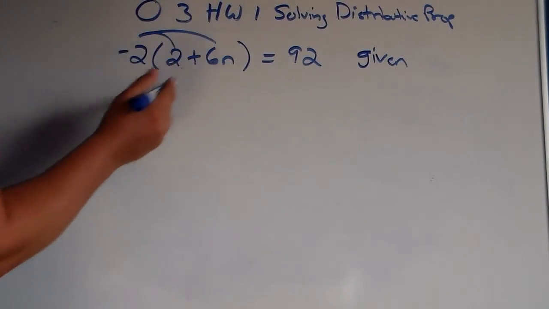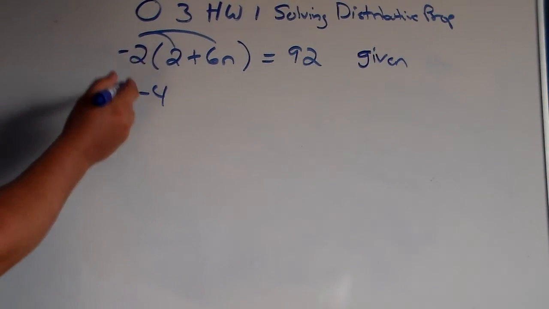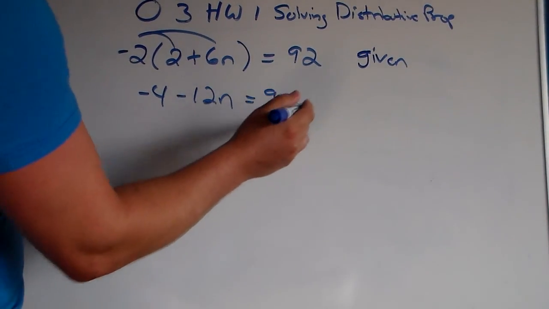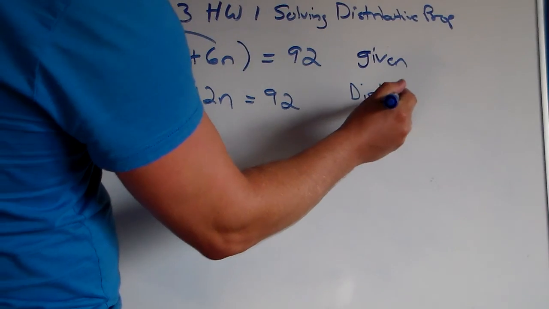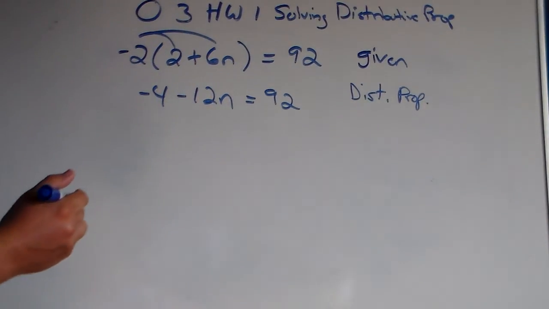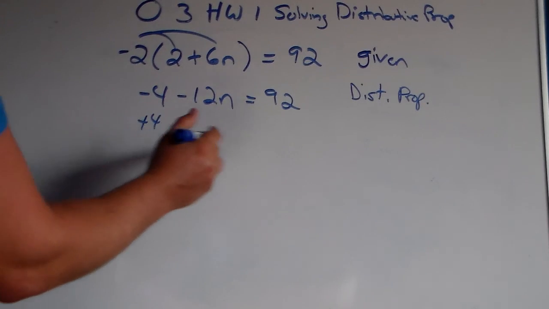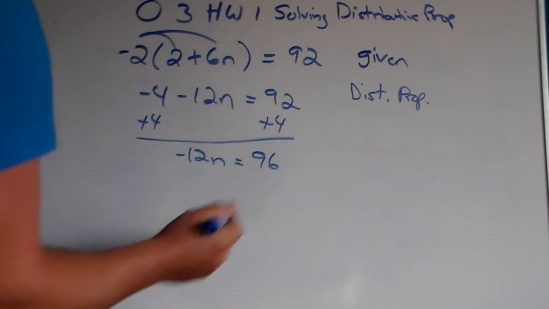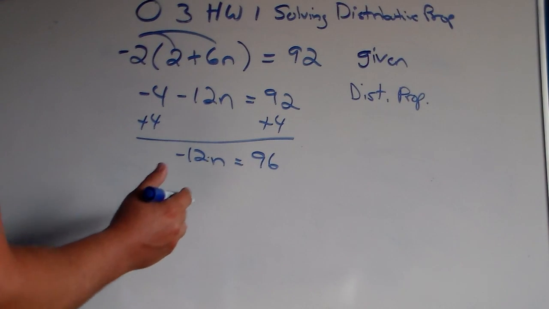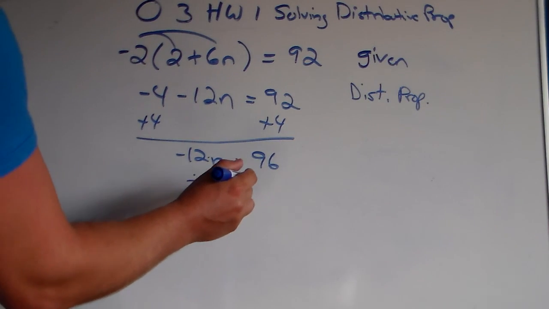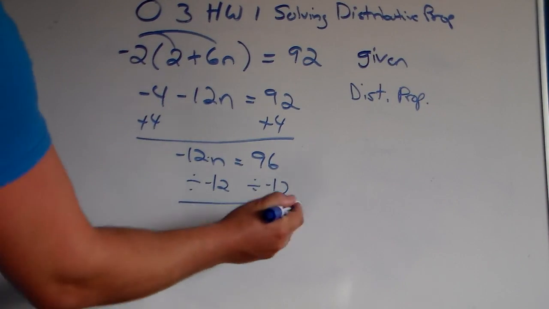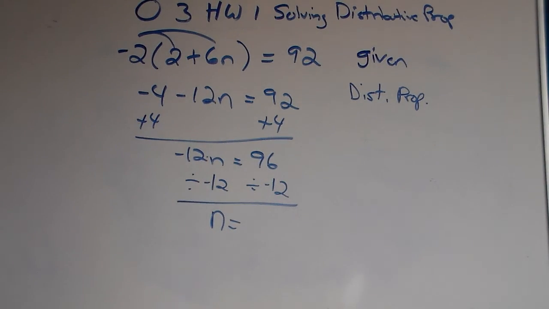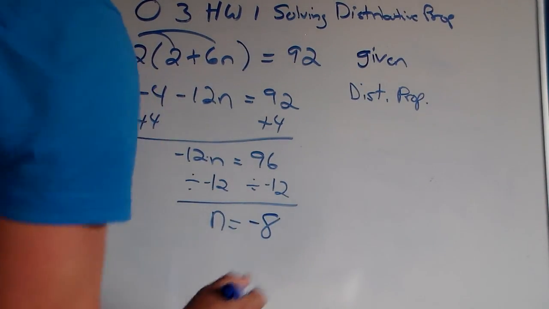We then distribute. So -2 times 2 gets us -4. Then -2 times 6n gets us -12n equals 92. So that's the distributive property. Then we add 4 to both sides. And we get -12n equals 96. This is -12 times n. So we divide by -12 to both sides. And we're going to get n equals, well, 96 divided by -12. We could put that right into the calculator. And we get n equals -8.